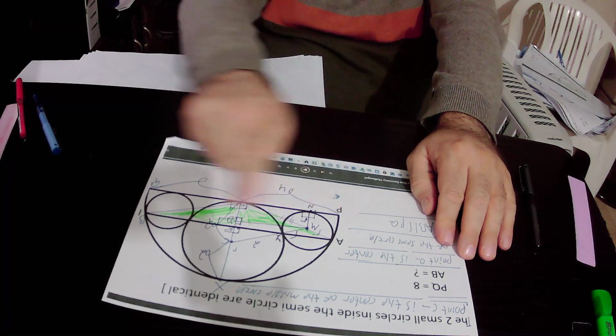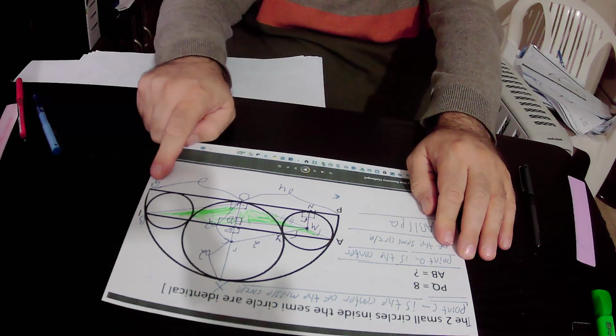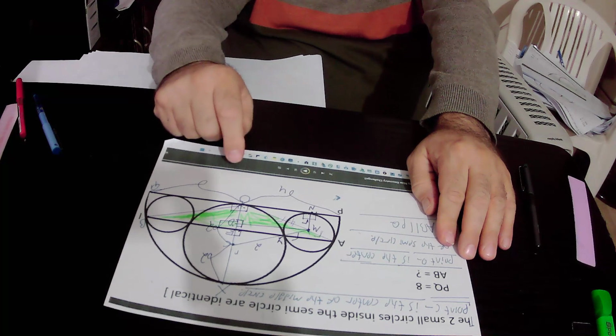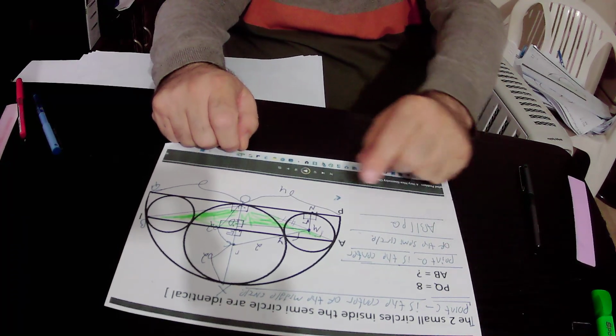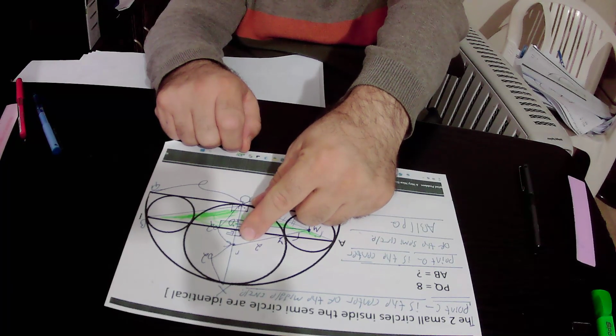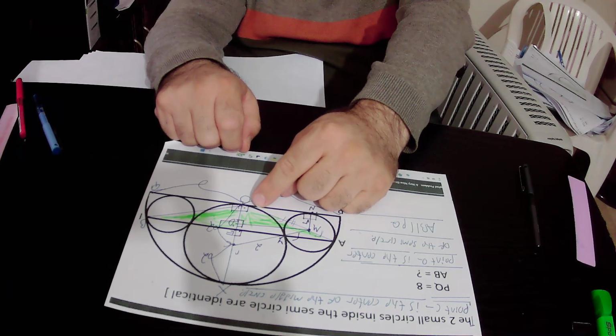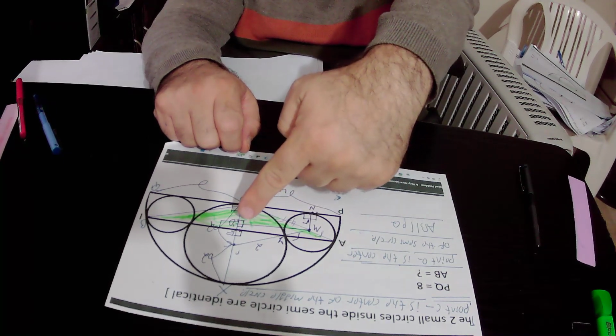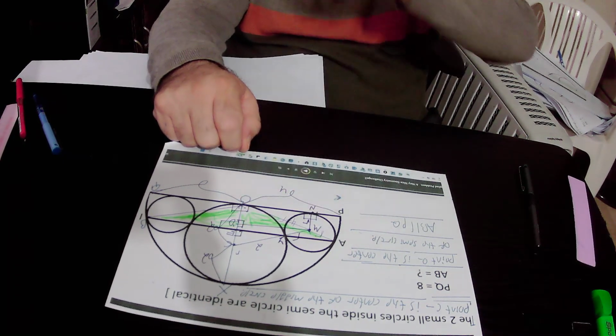Then we know that AB is parallel to PQ, and according to the rule that corresponding angles between parallel lines are equal to each other, it means that those two angles are equal to each other. And this angle equals 90 degrees, therefore this angle CEA will also be equal to 90 degrees.